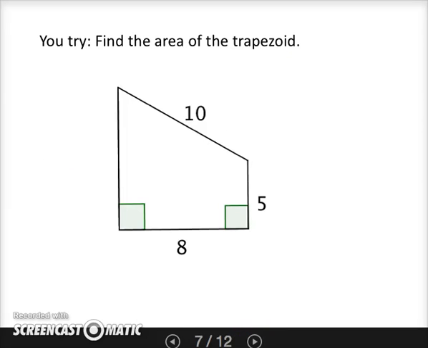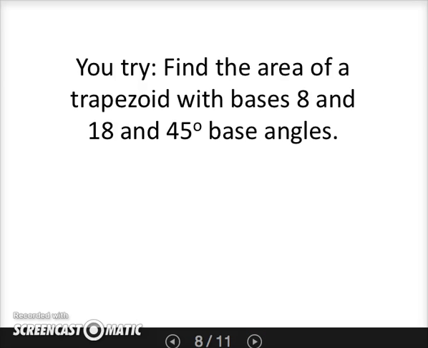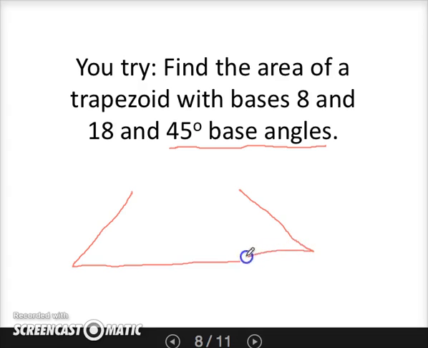You try this one. Find the area of this trapezoid. Now I'm going to ask you to try another one. Find the area of a trapezoid with bases 8 and 18 and 45-degree base angles. The hint that I'm going to give you on this one is that 45-degree base angles means both base angles are 45 degrees, which tells us, this is a pretty poor drawing, that again, this is an isosceles trapezoid. So I'll let you finish labeling that diagram on your own.